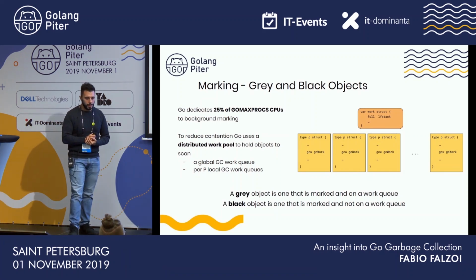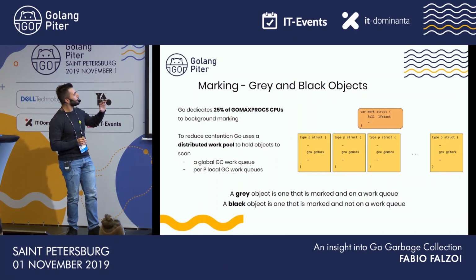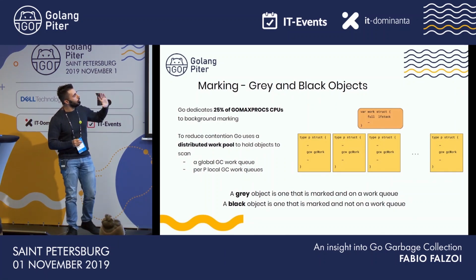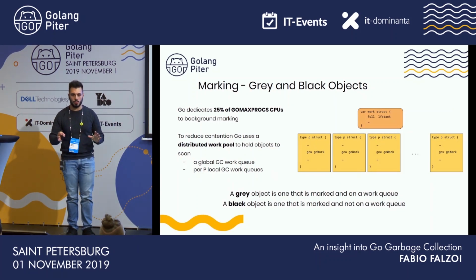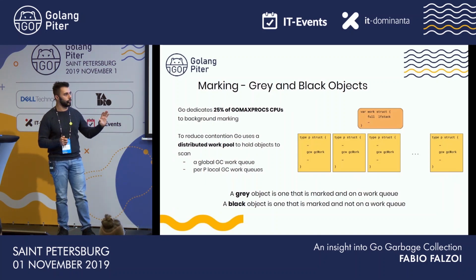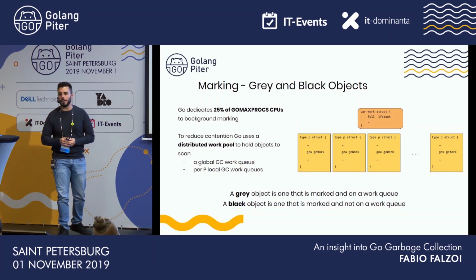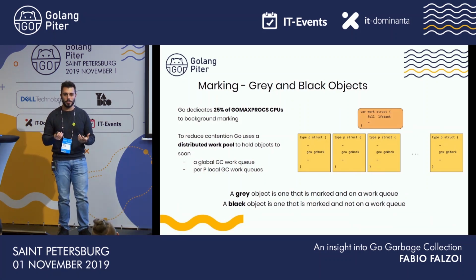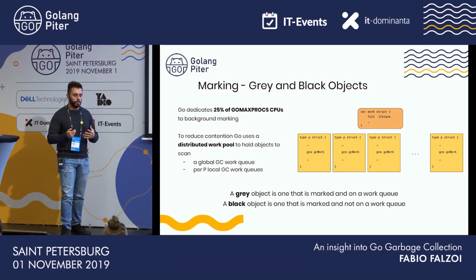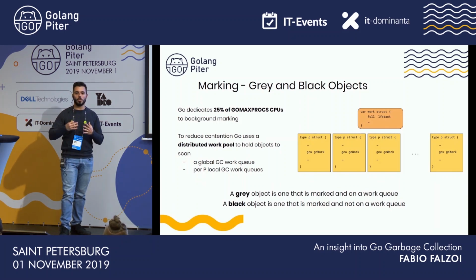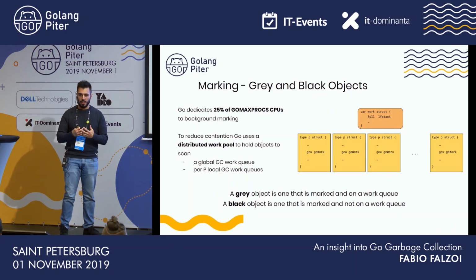Okay, so let's dig a little bit inside the details of marking in the Go runtime. First of all, Go reserves 25% of the available CPUs for background marking. So the CPUs are reserved for marking jobs. Since a normal, usual machine, even mine that is a little bit old, has 8 CPUs, 25% means two CPUs. This means that we have more than one goroutine that is concurrently doing marking. And so we have to be worried about contention and locking.